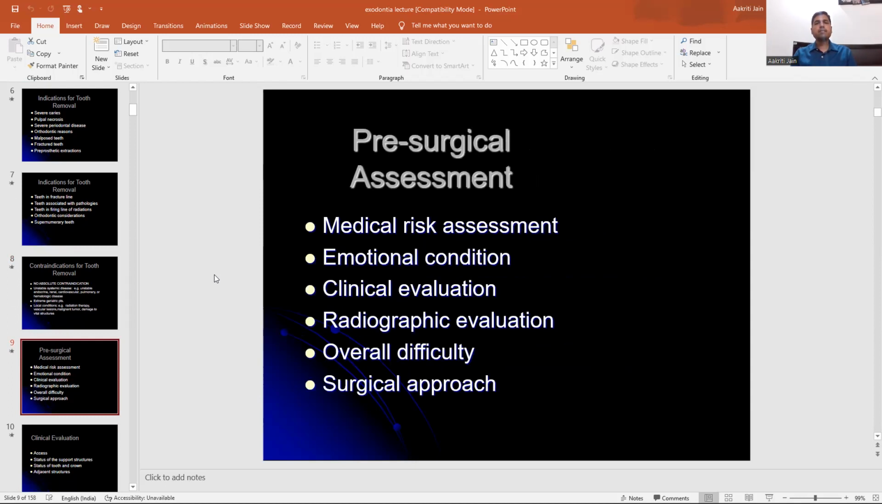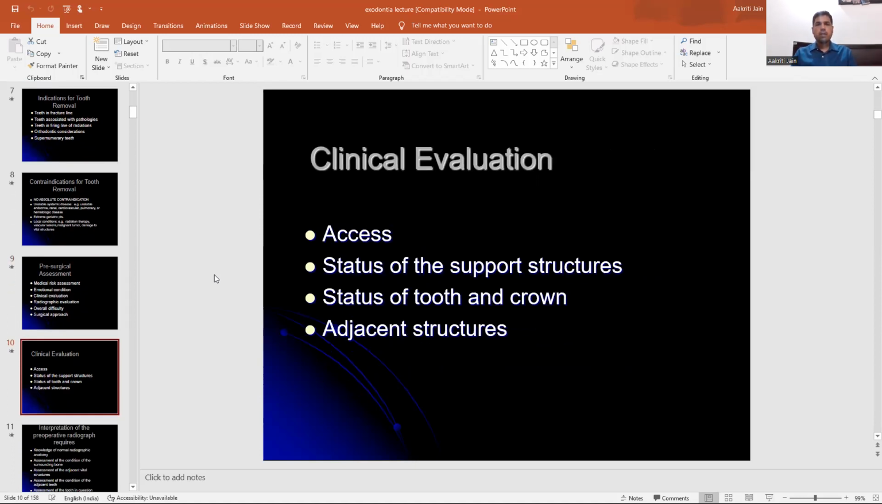Now let's start with the pre-surgical assessment in terms of exodontia. First, you should ask for any medical risk assessment, check the emotional condition, clinical evaluation, radiographic evaluation, overall difficulty, and surgical approach. Let's start with the clinical evaluation. Here you have to assess the condition of the tooth, the status of the supportive structures surrounding the tooth, the status of the tooth crown, and adjacent structures.